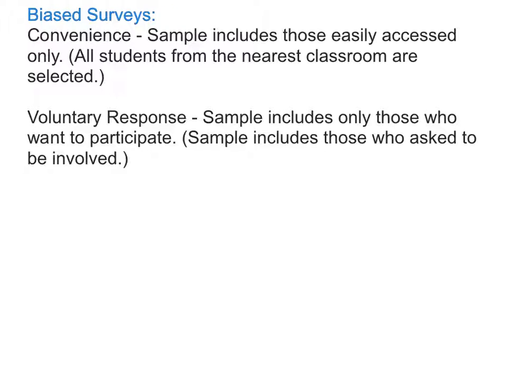Here are some examples of biased surveys. The 2 major types of biased surveys come from when the survey is done based on people who are convenient. So if we wanted to survey the whole school, but I just happened to walk into the nearest classroom and only ask those kids in there, that is called a convenience survey. Those students were the most easily accessed, and I didn't give every single person in the building an equal opportunity to be chosen.